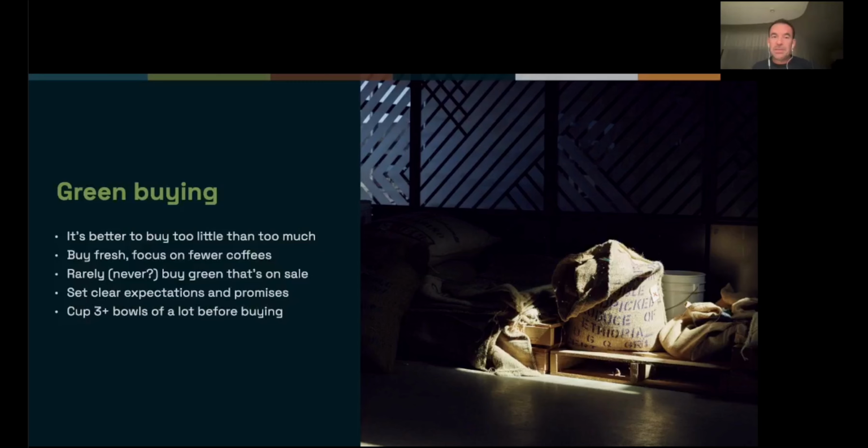Communication with green sellers is everything. That might seem simplistic, it might seem obvious, but very few roasters communicate well with green sellers. So what I mean by good communication is communicate what you're looking for using potentially flavor words, processes, varieties, score ranges, etc.